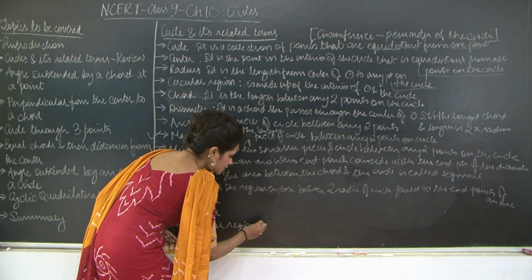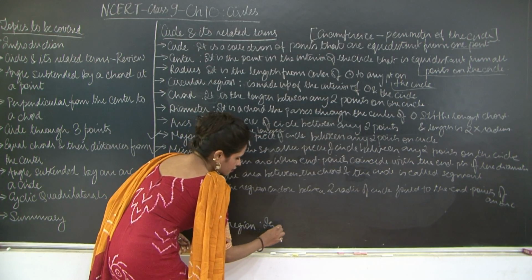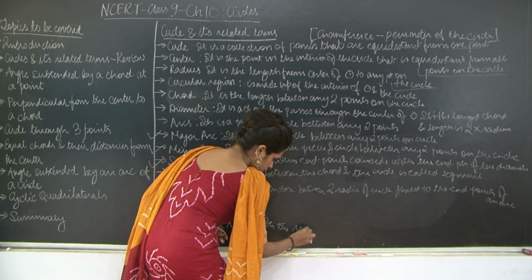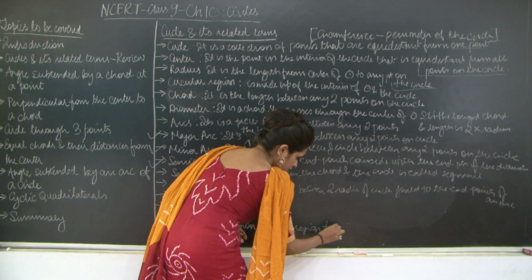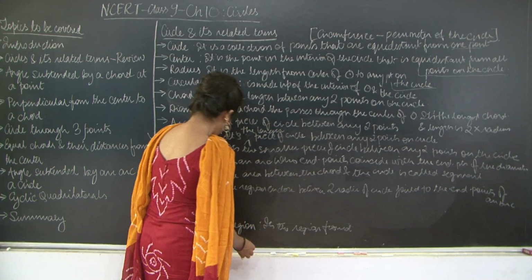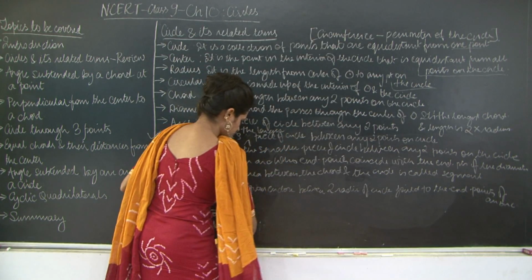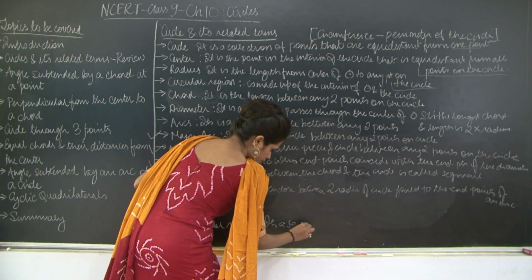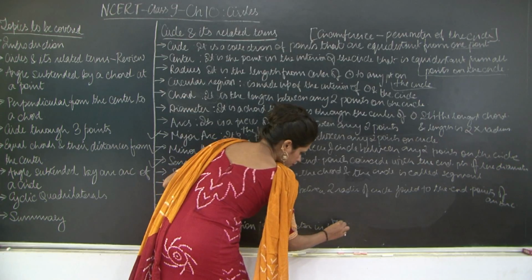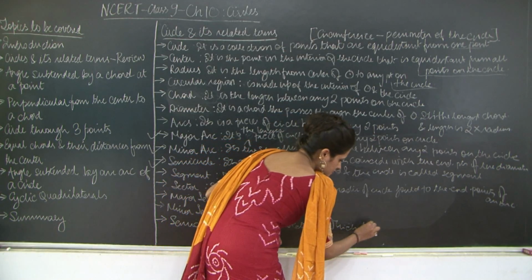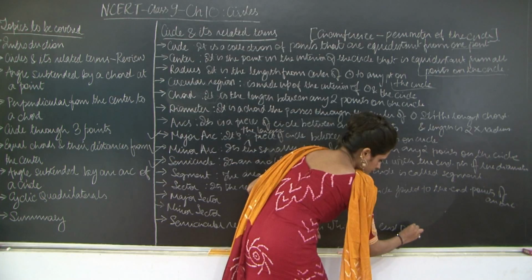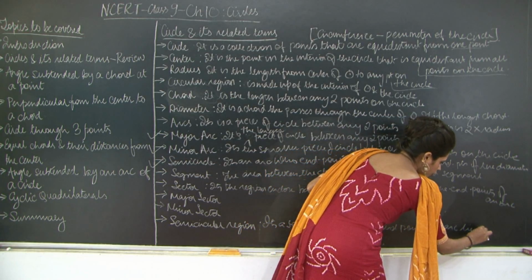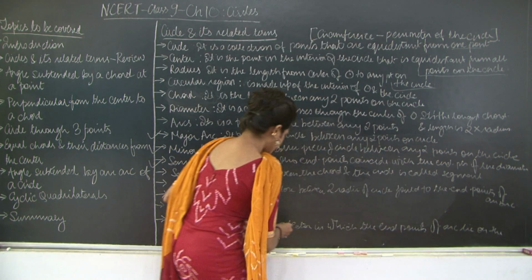So a semicircular region is the region formed, or rather it's a sector in which the endpoints of the arc lie on the endpoints of the diameter.